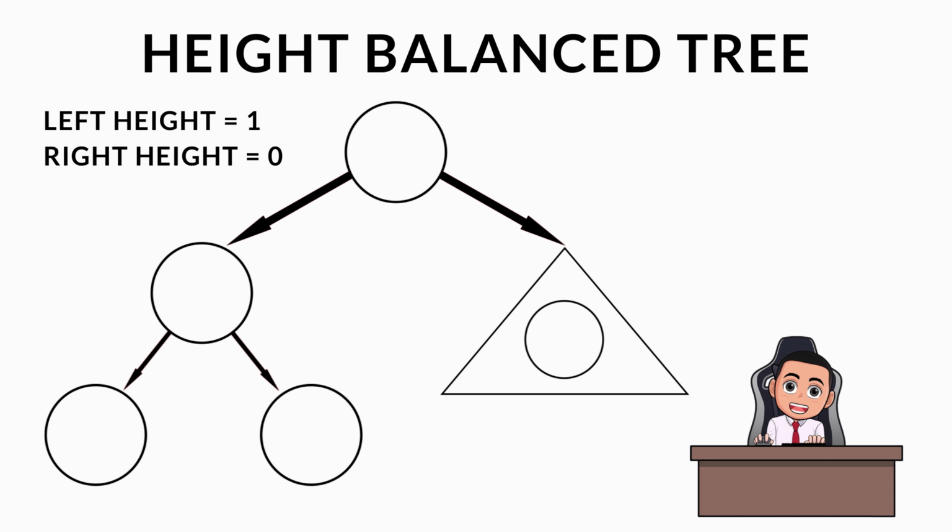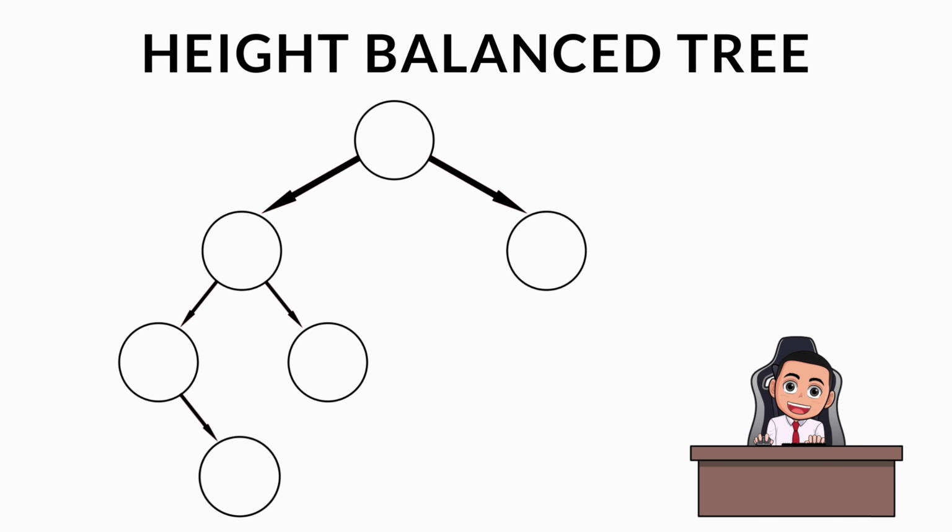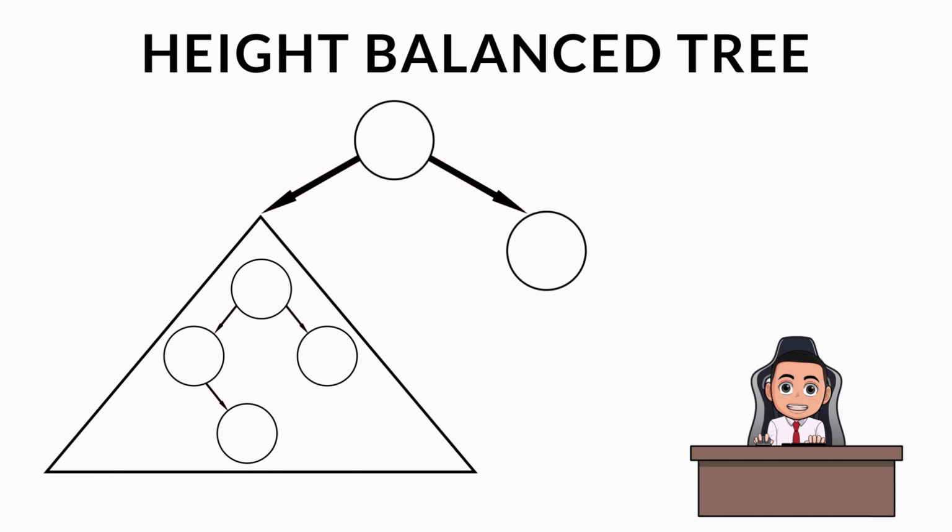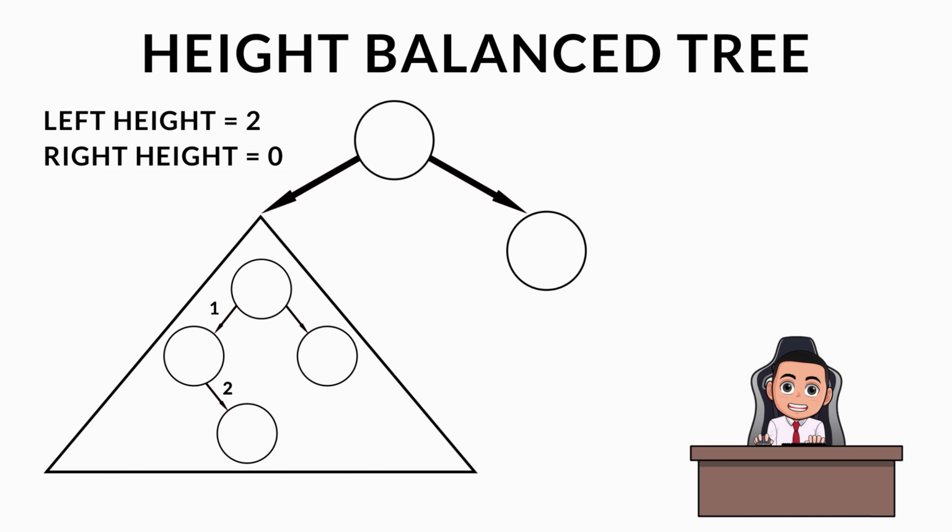Now let's say that I want to add a single node to the left subtree. Taking the left height, we get 1, 2. So the left height is 2, and the right subtree's height remains unchanged because we haven't changed anything on that side. So now we have an unbalanced tree, because the left is 2 and the right is 0. The difference in height between the two subtrees is more than 1, making it an unbalanced tree.